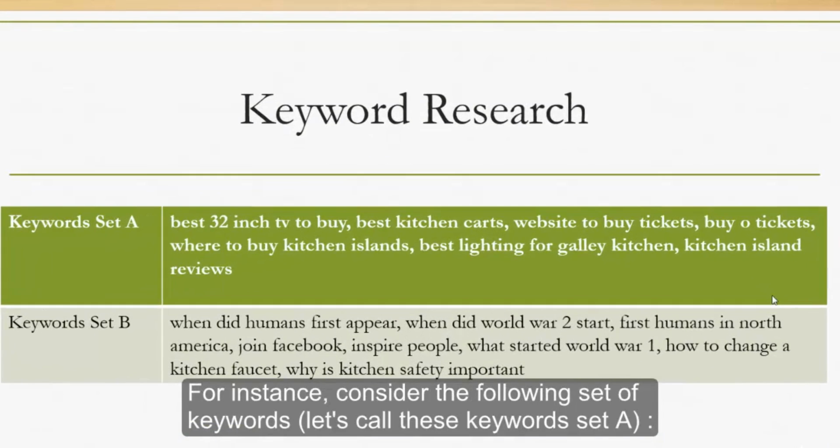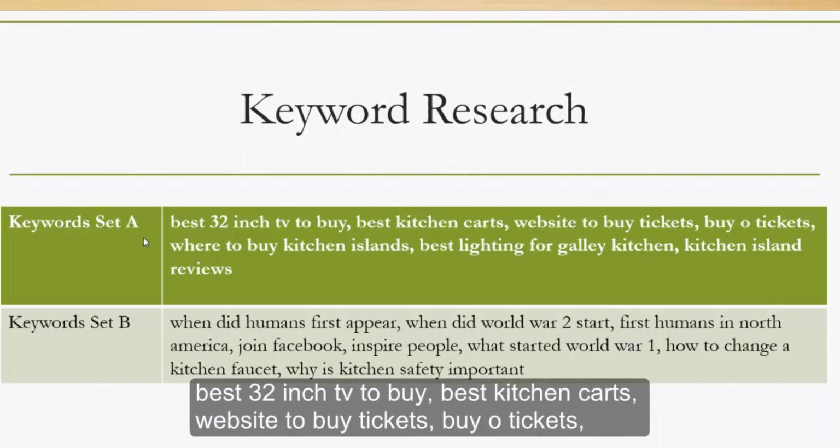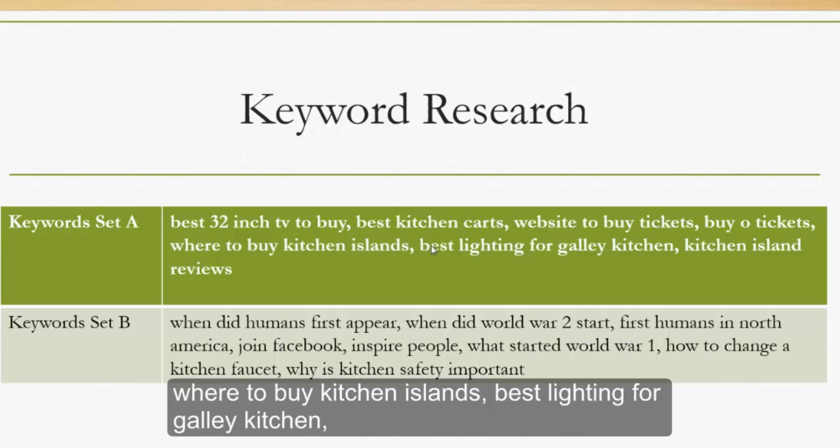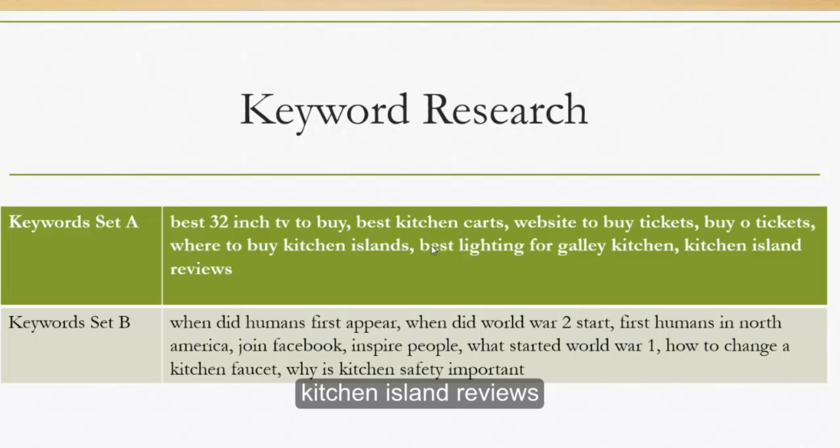For instance, consider the following set of keywords. Let's call these keywords set A. Best 32-inch TV to buy, best kitchen carts, website to buy tickets, buy tickets, where to buy kitchen islands, best lighting for galley kitchen, kitchen island reviews.